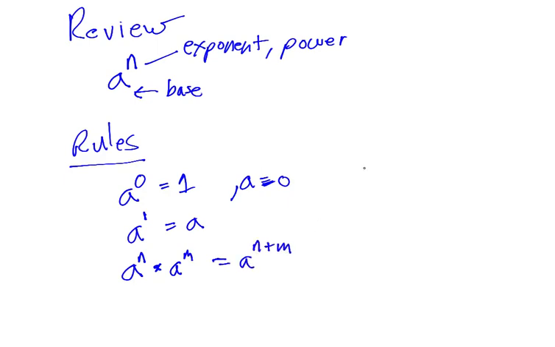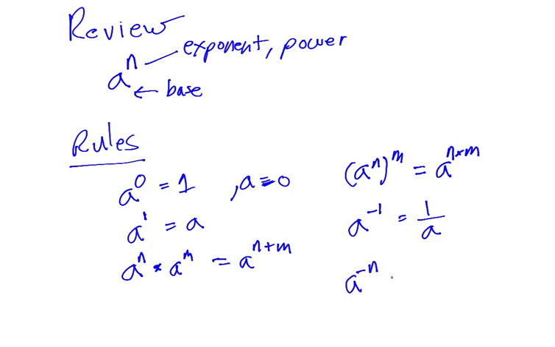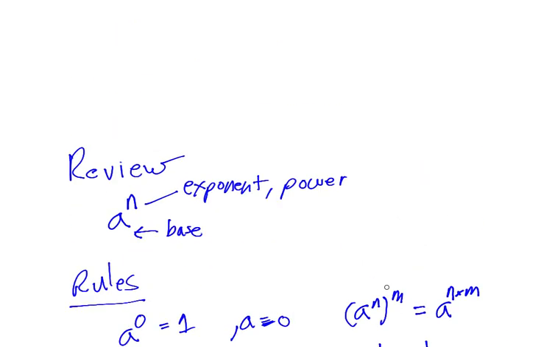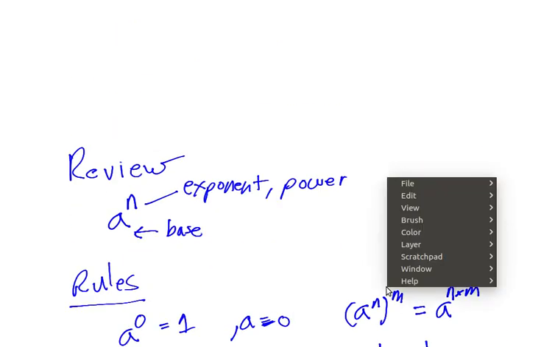We saw that a to the power of n raised to a power inside parentheses or brackets becomes a to the power of n times m. Okay, and we also saw that a to the power of negative 1 becomes 1 over a, and in fact a to the power of negative n becomes 1 over a to the power of n for n greater than 0. Okay, so after that very brief review, let's go to the new material.